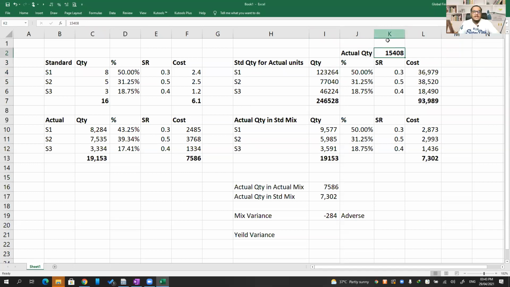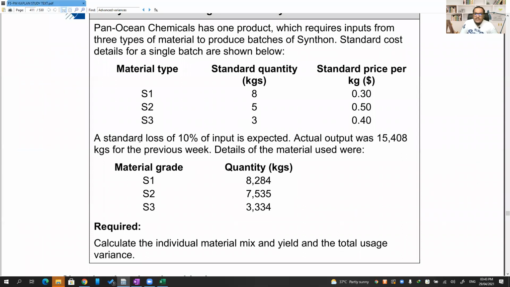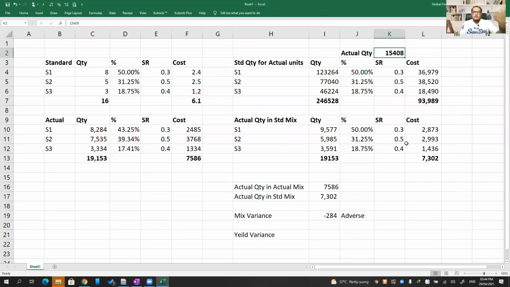So please see, they gave you one line here. What did they tell you? A standard loss of 10% of the input is expected. So whatever input you are giving, 10% of that will be lost. So if I'm producing 15,408 kgs of finished good, what should be my input? Output is 15,408. So input, I don't know what is the input. If I keep 100% input, it's going to have a loss of 10% and it's going to generate an output of only 90%. So 90% is 15,408.